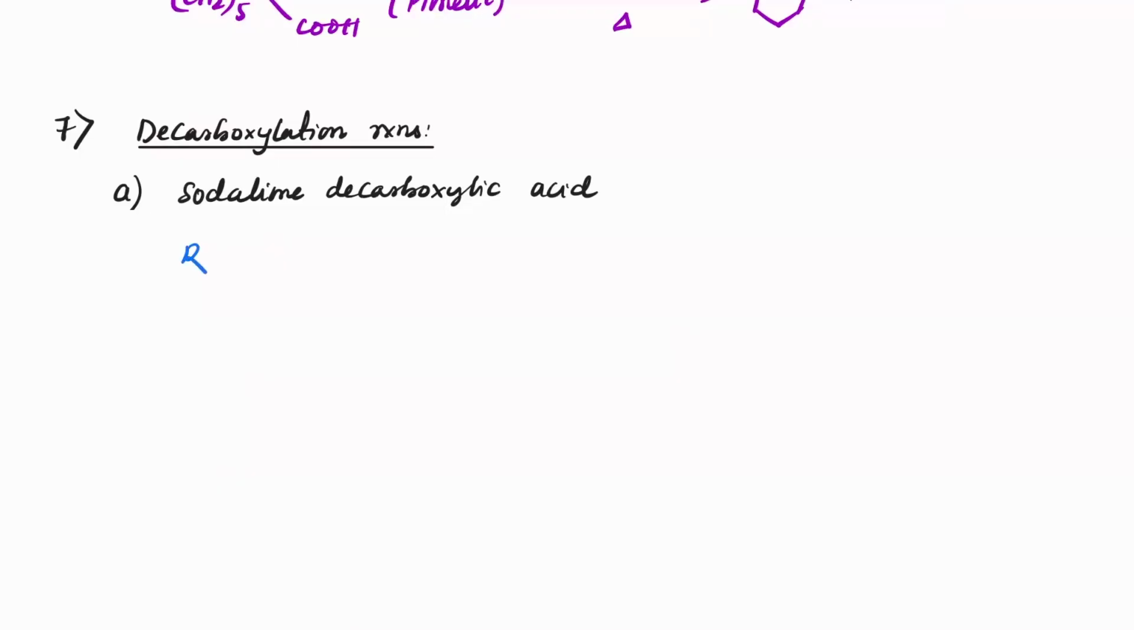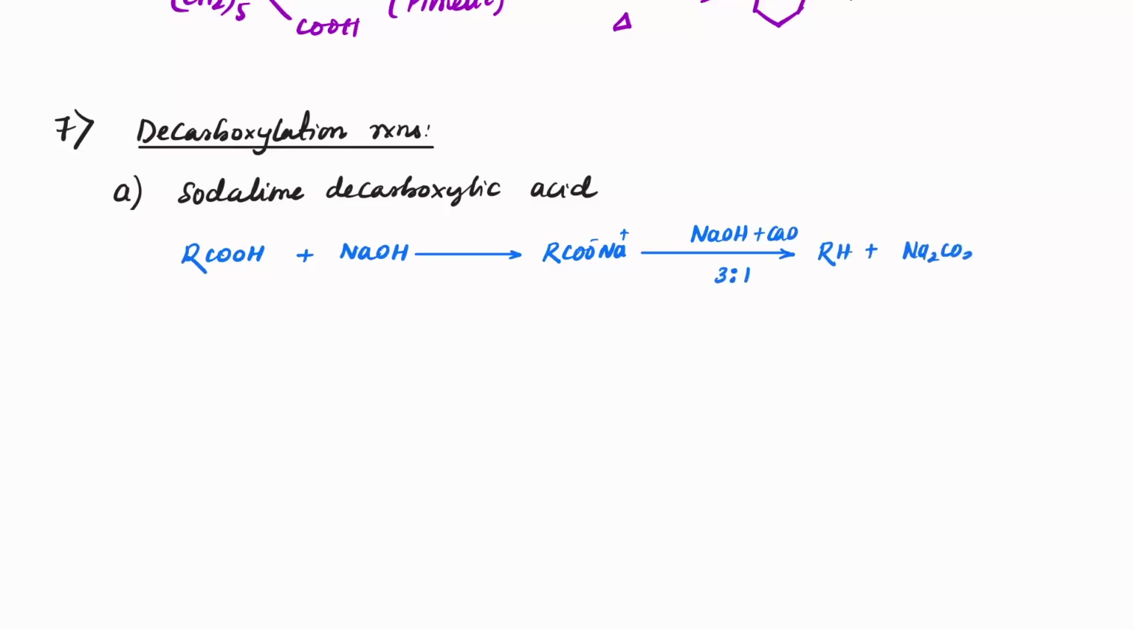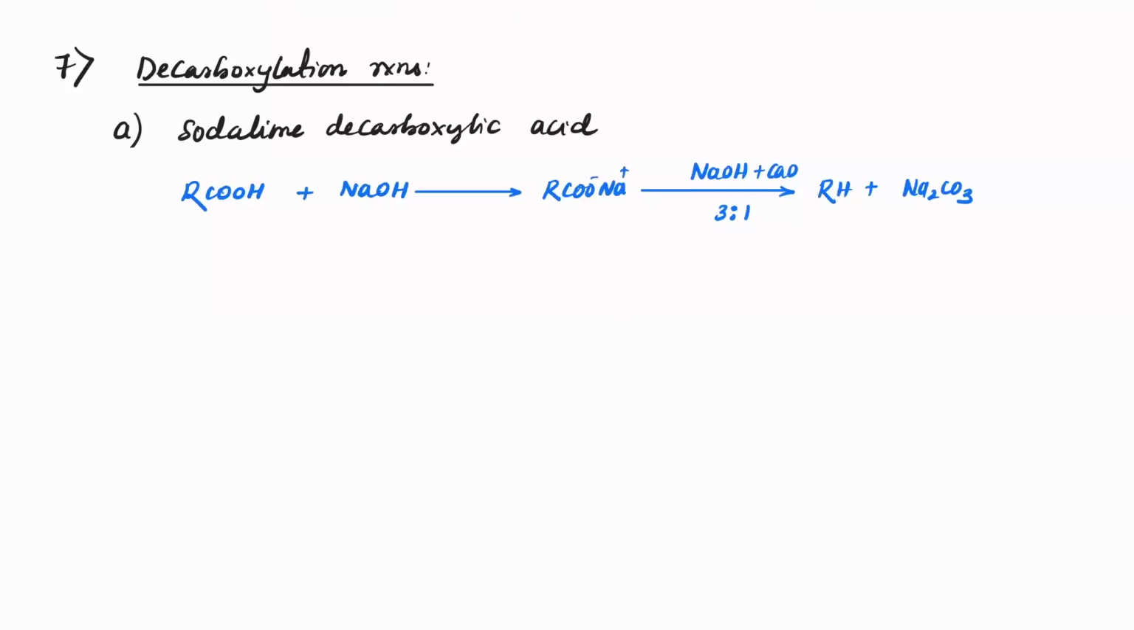Here, decarboxylation is when you take an acid, react with NaOH, and it will convert into a carboxylate. And when you heat this further with NaOH and CaO at the ratio of 3 is to 1, that will convert into an alkane and Na2CO3. Okay, this is the product formation.